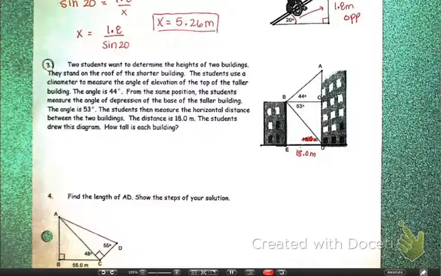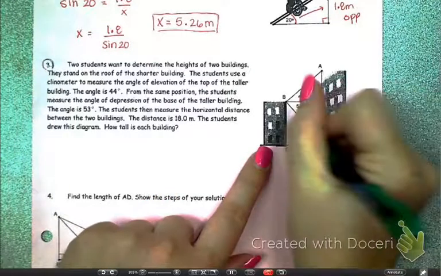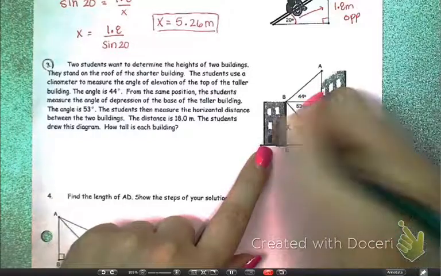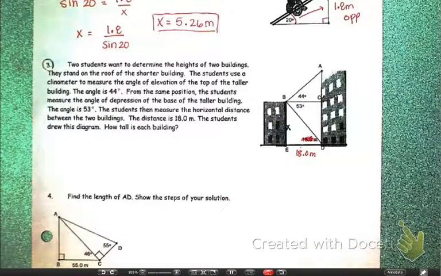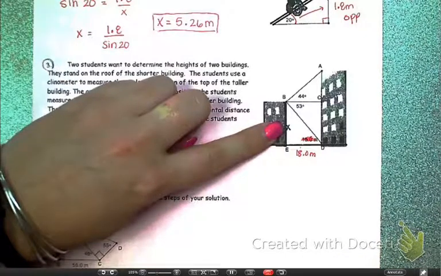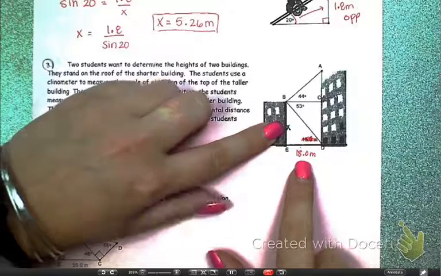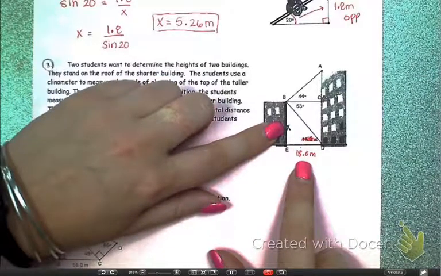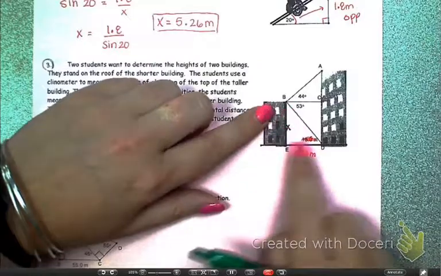So we want to know how tall each building is. So I'm going to call this small building X for now. Do I have enough information to solve for the height of the small building? We say no. Okay, so let's think about it. This is the side length I'm looking for, right? I have this length, so what do I need to solve for it? I need an angle. So there's no angle in this triangle, right?